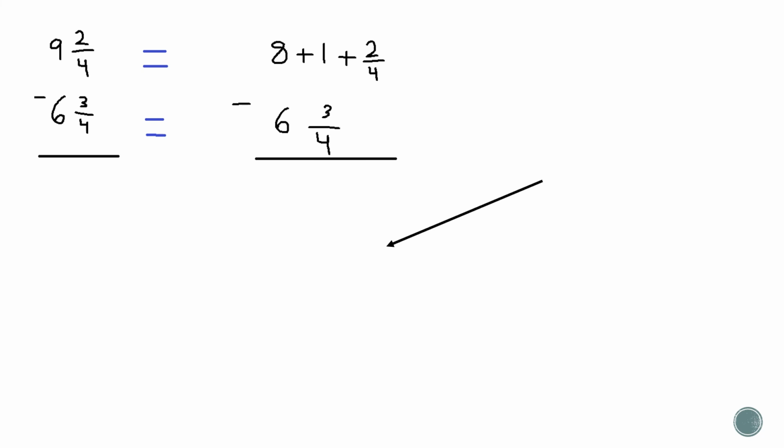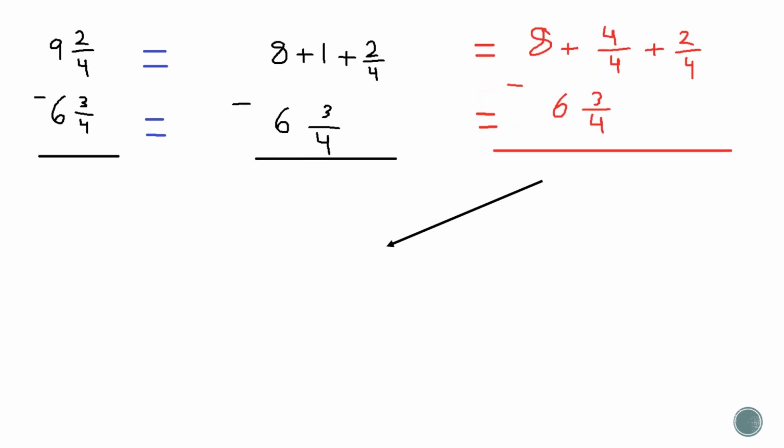Now the second step is to think of a fraction that gives me 1. I need to change 1 into a fraction such that the numerator and denominator are the same number, which is 4, like the denominator in the fraction 2 over 4. What is this fraction? It is 4 over 4, correct. So now I have 8 plus 4 over 4 plus 2 over 4 minus 6 and 3 over 4.